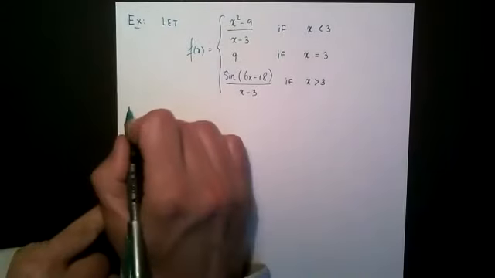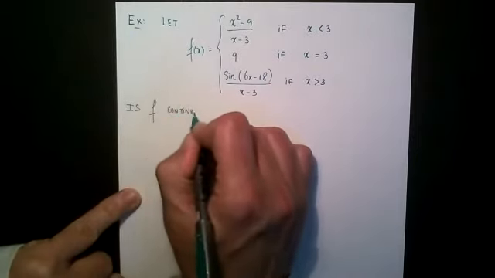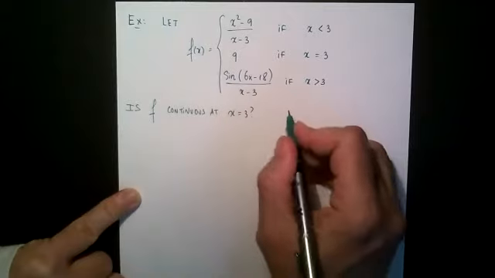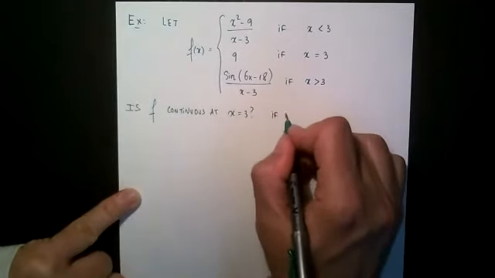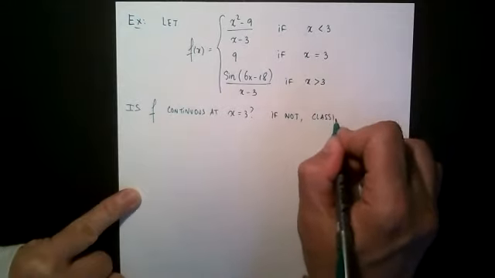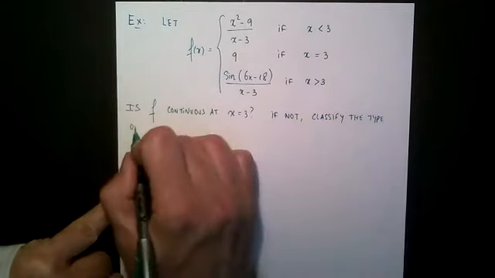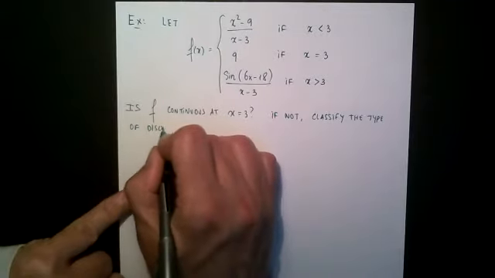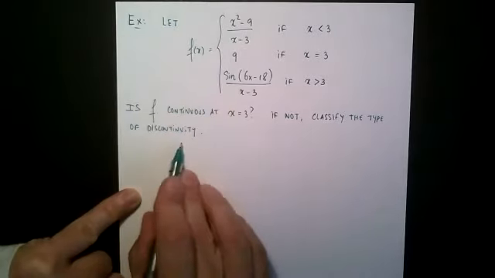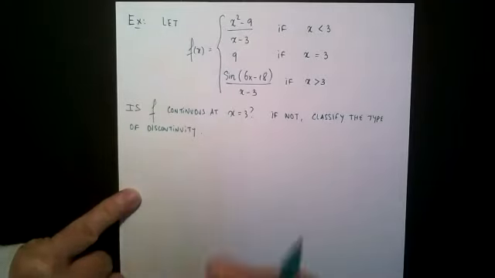Okay, the question is: is f continuous at x equals 3? And if not, classify the type of discontinuity. When I say the type of discontinuity, I mean, is it a jump discontinuity, or a removable discontinuity, or an infinite discontinuity? We'll see.